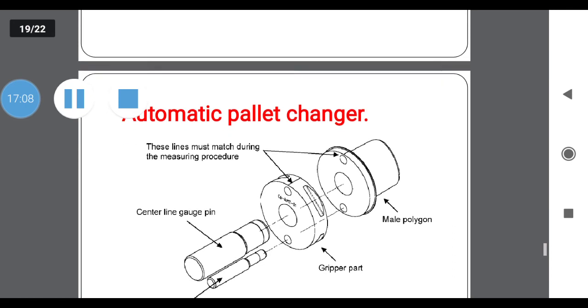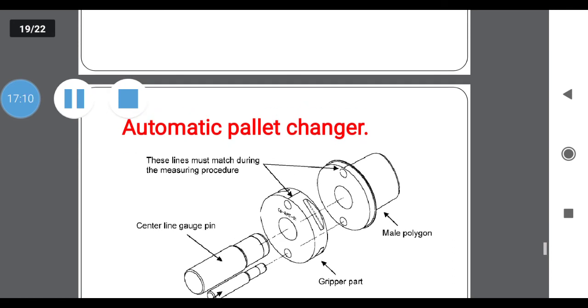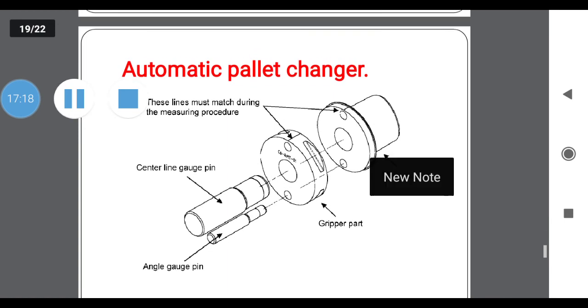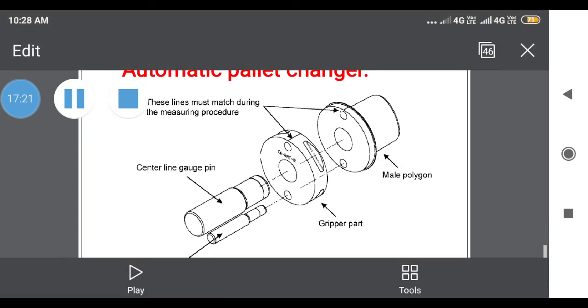Sometimes we need to change the total pallet in the machine. That is the automatic pallet changer. The work is the same as the automatic tool changer. Only thing that is different here is we need to change the pallet. And how do we change the pallet automatically?